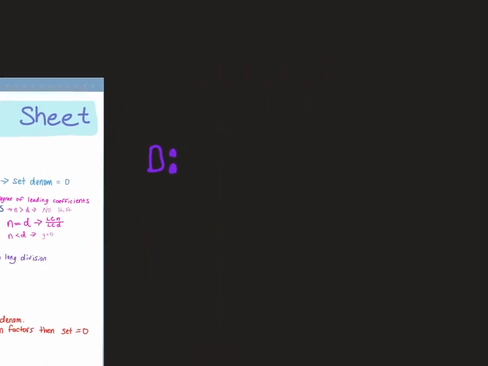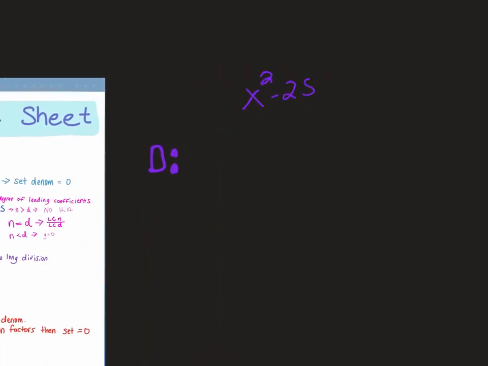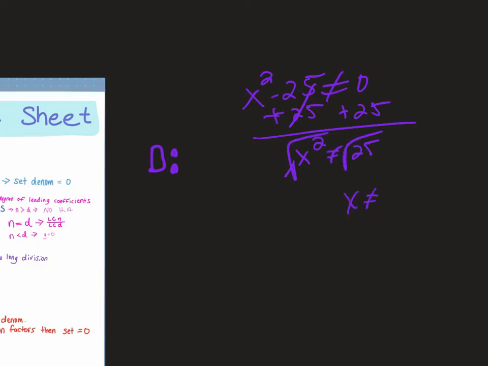Okay, so I'm going to say x squared minus 25 cannot be 0. Add 25 to both sides, right? x squared cannot be 25, square root. So x can be any number in the world except for what? Positive and negative 5. Now, how would we write in interval notation that x can be any number in the entire world except for those two?